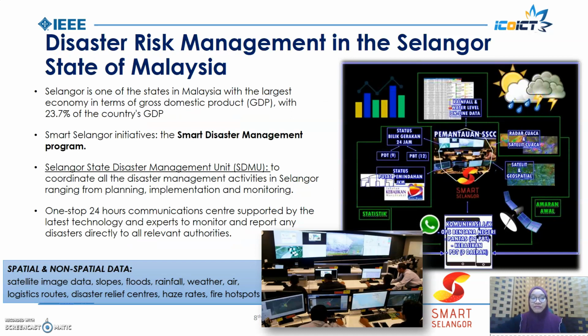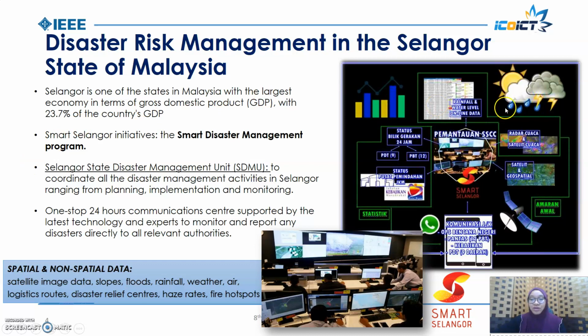This is the scenario of disaster risk management in the Selangor state of Malaysia. Selangor is one of the states in Malaysia with the largest economy in terms of GDP, contributing 23.7% to Malaysian GDP. Selangor has an initiative called the Smart Disaster Management Program, under the Smart Selangor program. Under this program, there is one unit responsible for it, the Selangor State Disaster Management Unit, which coordinates all the disaster management activities in Selangor, ranging from planning and implementation to monitoring.